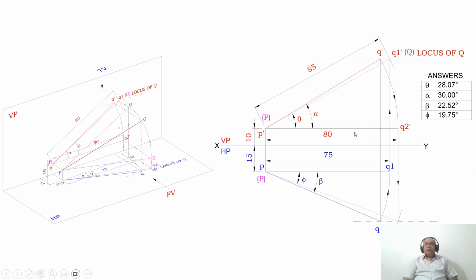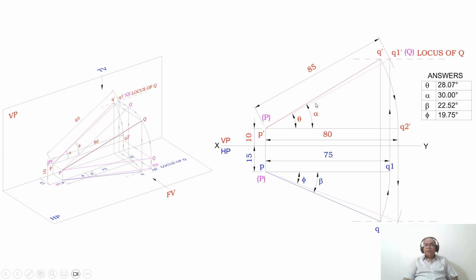So here, how do we know that this is the front view? Because P dash Q dash is the front view. Its corresponding top view, that is PQ, will also be inclined, that is alpha and beta. You know that this is the true length in the horizontal plane because the front view line is parallel to XY. That is, P dash Q2 dash is the line parallel to XY, so PQ2 is in true length.